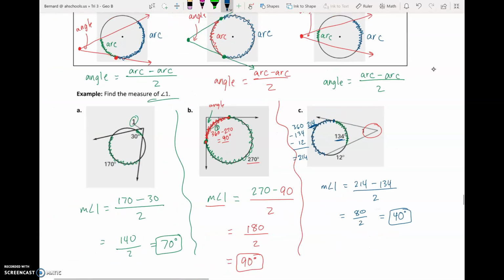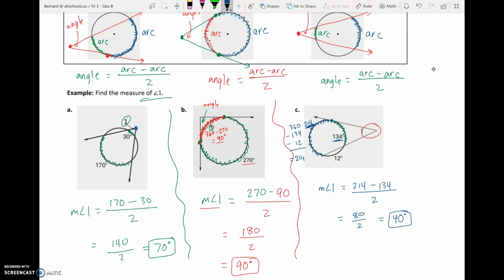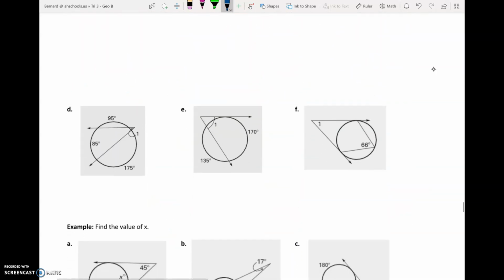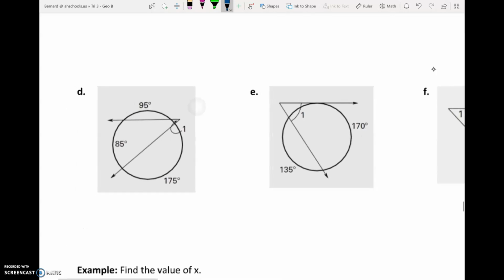Perfect. And I just want to make one thing clear. Notice all of these are outside the circle. This angle, outside. This angle, outside. And so arc minus arc divided by 2 always deals with angles on the outside. Well, let's keep going.